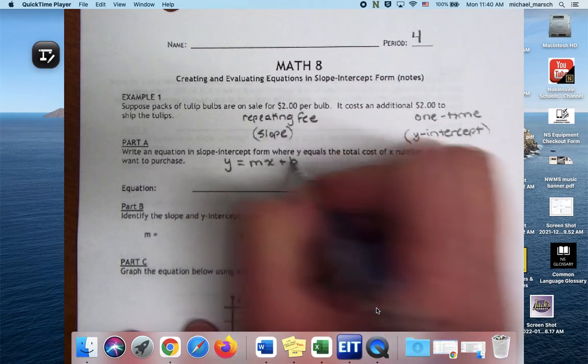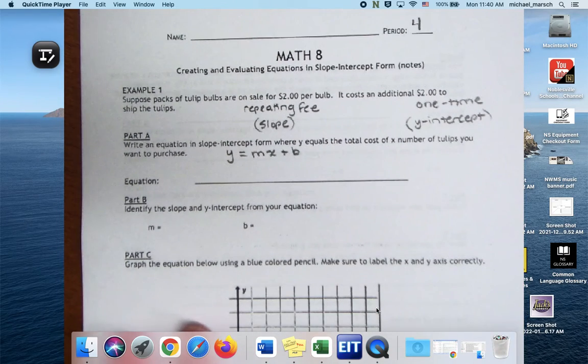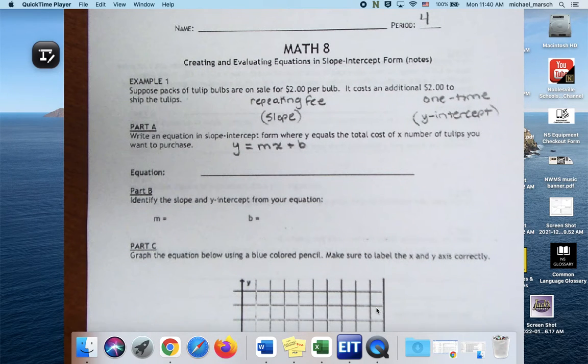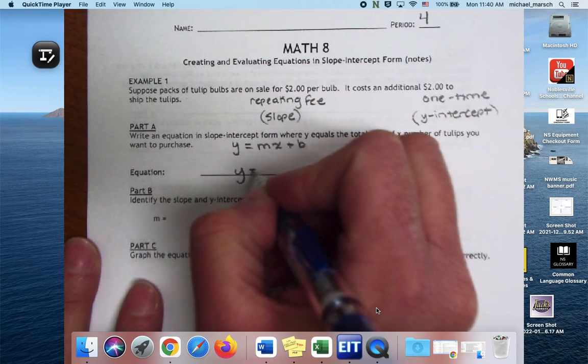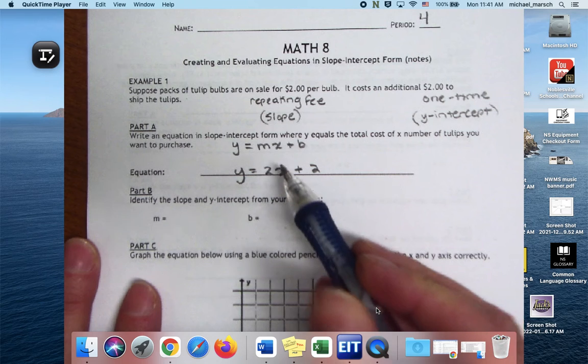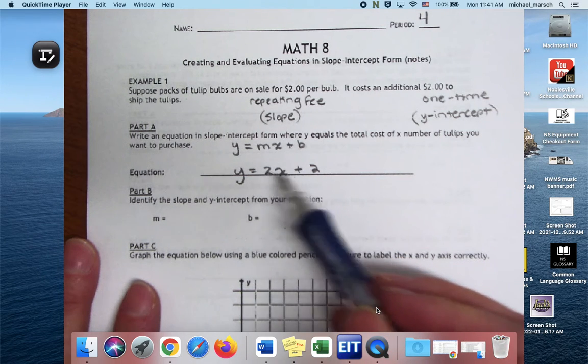So we're going to use this slope formula again. y equals mx plus b. What would my equation be based on this scenario of the tulip sales? Maddie? y equals 2x plus 2. Yep. And then a couple people on the quiz forgot this x here. Don't forget the x after the slope.